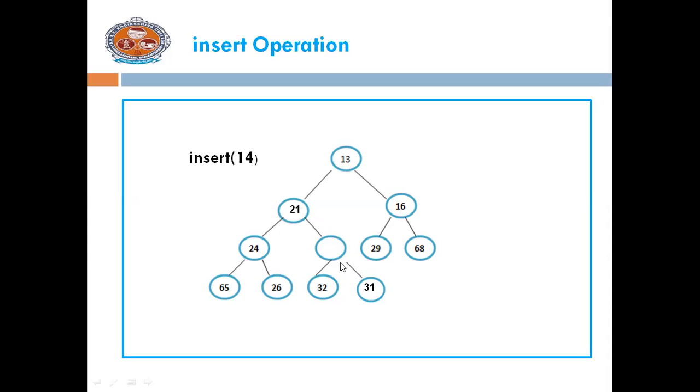Here for any node in position i, its parent is in i by 2. It is easy to identify the parent of any node in array representation. Now 14 is compared with 21. Here also 14 is less, so 21 is moved down. So observe this hole is moved upwards towards the root. So the strategy is percolate up, the hole is moved towards the root.